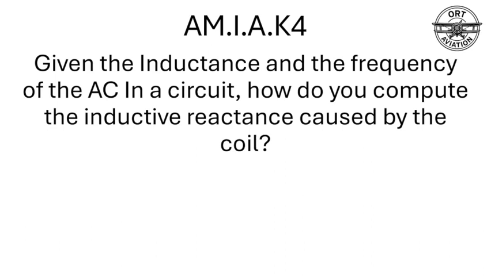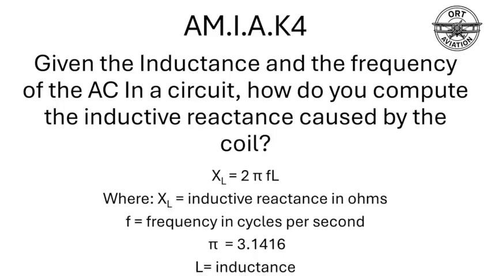Given the inductance and the frequency of the AC in a circuit, how do you compute the inductive reactance caused by the coil? XL equals 2 pi FL, where XL equals the inductive reactance in ohms, F equals the frequency in cycles per second, pi equals 3.1416, and L equals inductance.